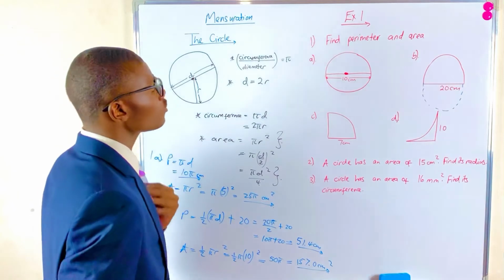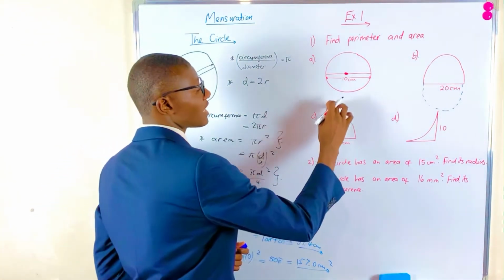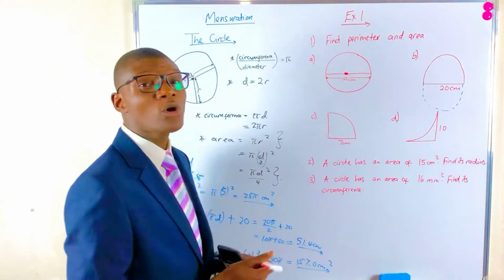And then now moving on to part C. Finding the perimeter, we shall say the circumference for this quarter of a circle.